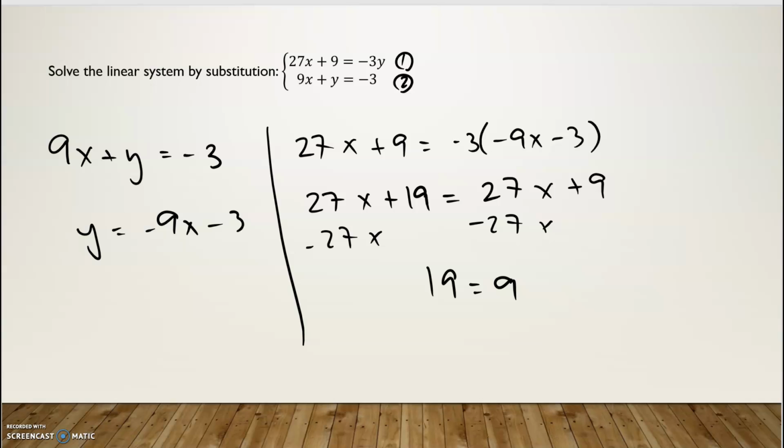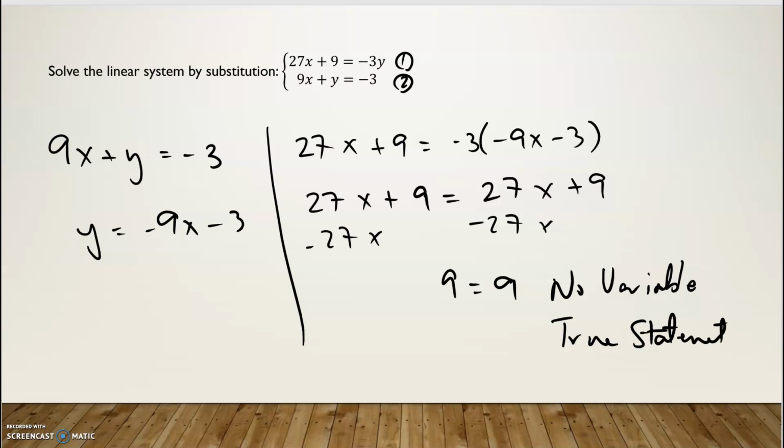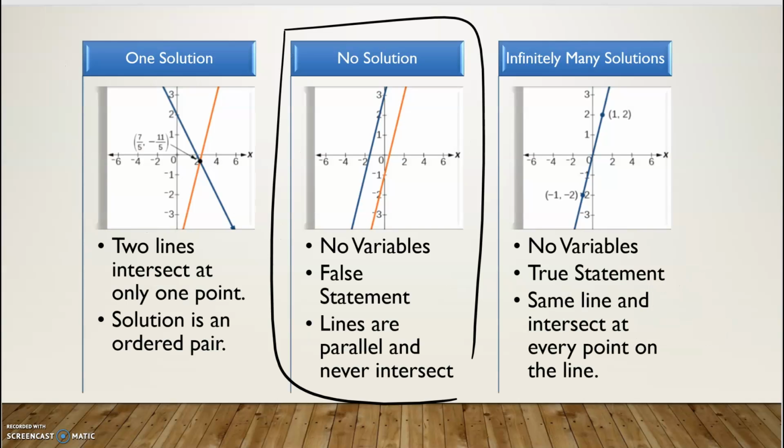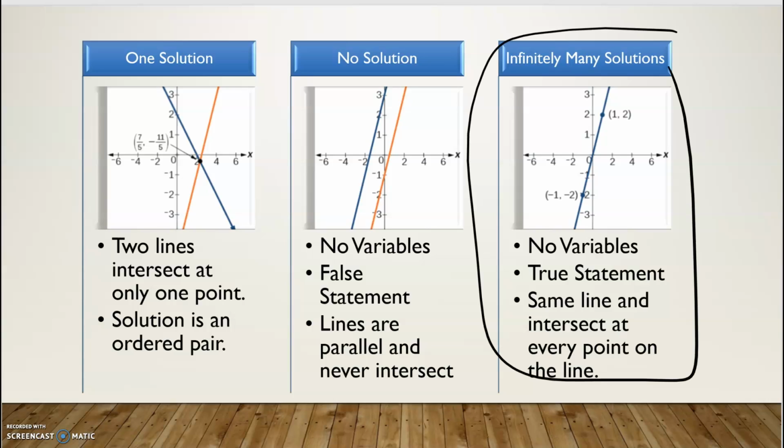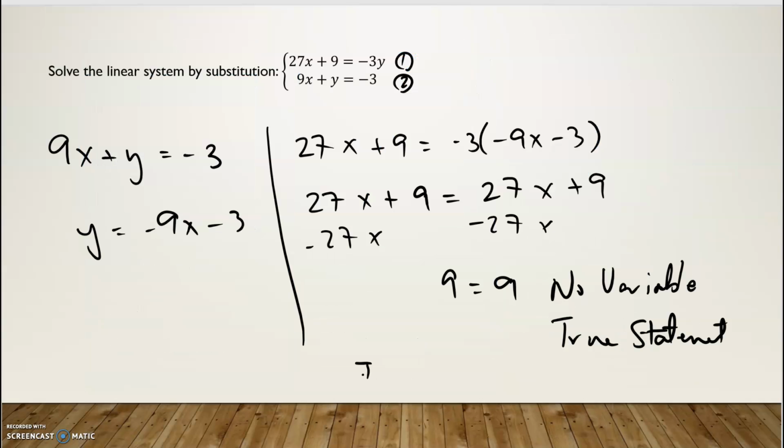Oh, sorry. 9 is equal to 9. Okay, so we have no variables again. So all our x values are gone. And now we have a true statement. Okay, so when we have these two together, now we're talking about the same line. So when you got no variables in a true statement, we're talking about the same line, and they intersect at every point on that line. So we have infinitely many solutions here. Okay, so let's go back here. So we have infinitely many solutions.